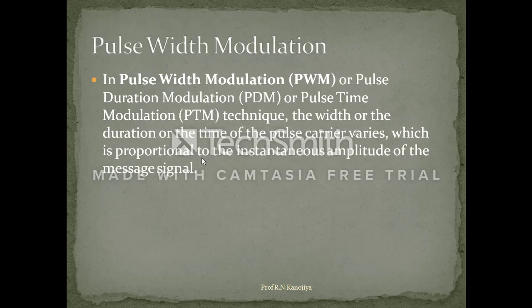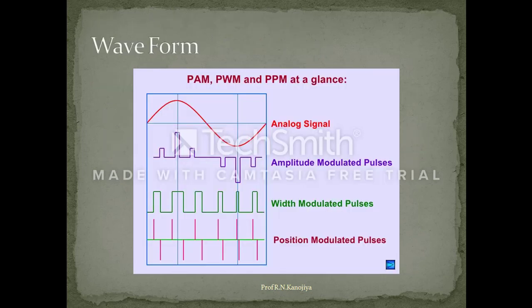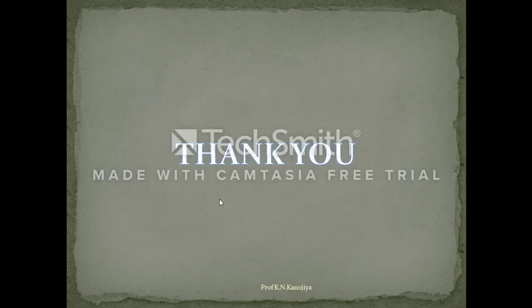The second type is pulse width modulation. In this, the width of the pulse carrier is varied according to the information signal. You can see here, as the signal increases, the width of the pulse increases, and as the signal decreases, the width of the pulse decreases. So this is called pulse width modulation.